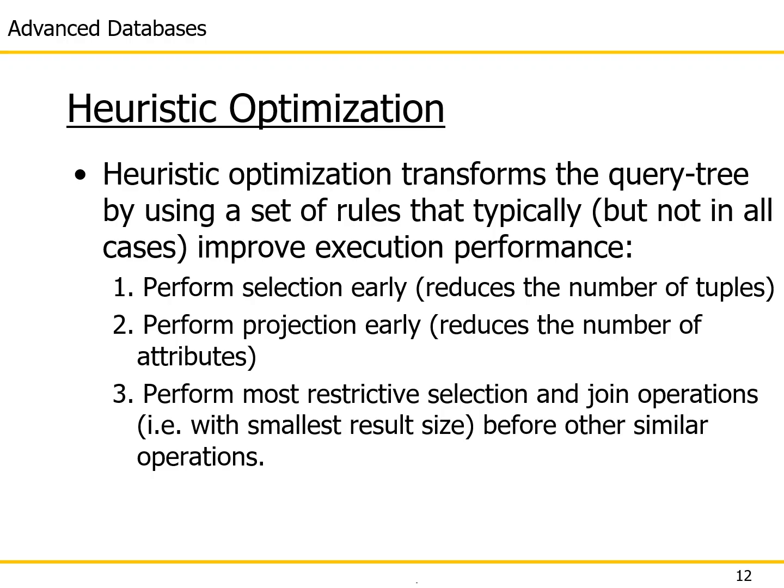Now, the word heuristic means like a rule or a standard or a convention, if you'd like. There are really three basic heuristics that historically have been developed, and they are very common sense rules. I mean, there's really nothing deep about them in terms of what they're trying to achieve. The three simple heuristics are: you perform the selection as early as possible, you perform the projection as early as possible, and you perform the joins and selections that enable you to reduce the result set size as early as possible.